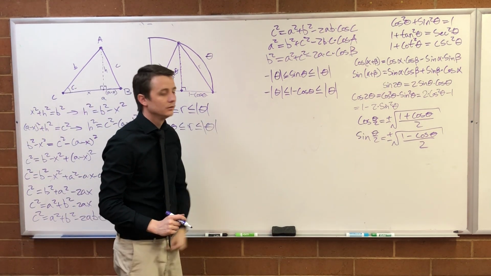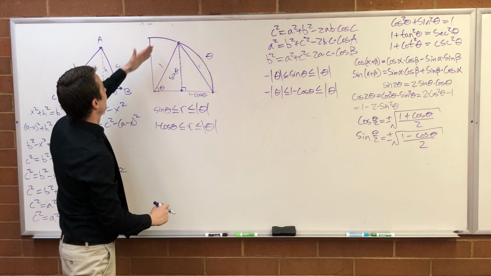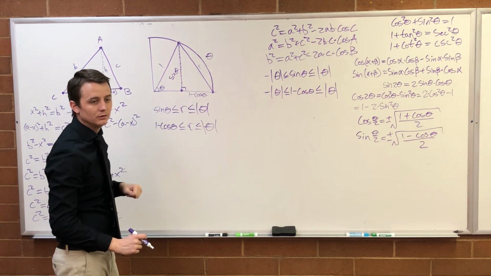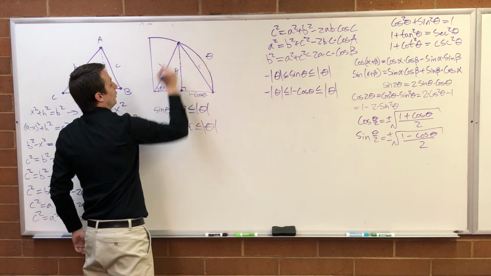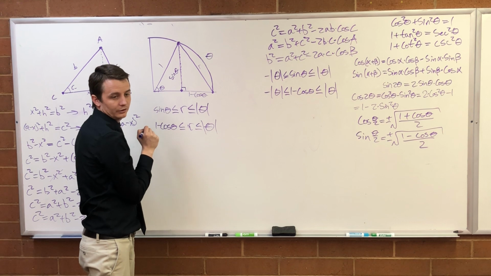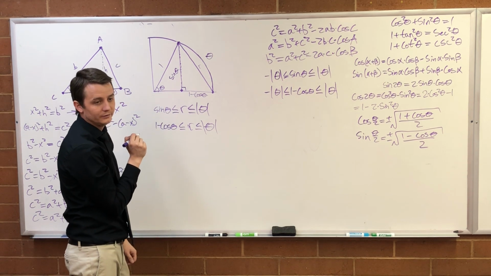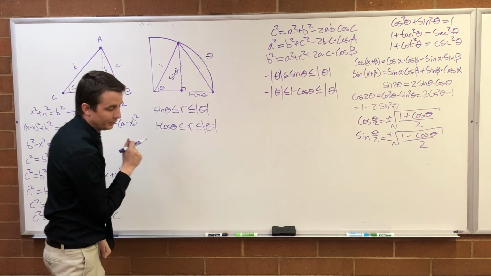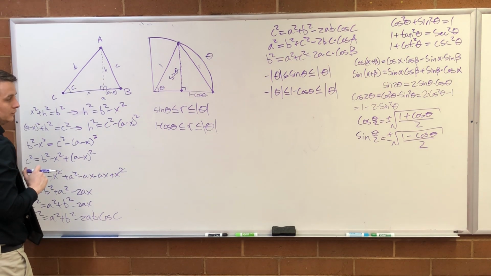Why is it less than or equal to? Why not just less than? Think about the case where theta is 0. 0 degrees, or 0 radians. Then 0 is equal to 0 is equal to 0. So you have to include equality just for the case of 0.